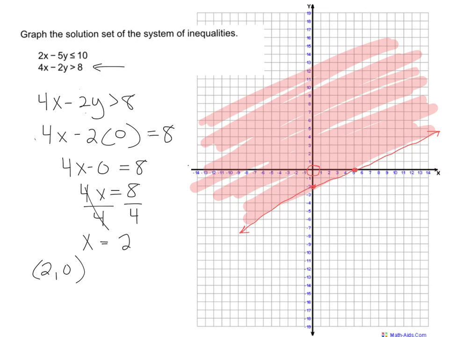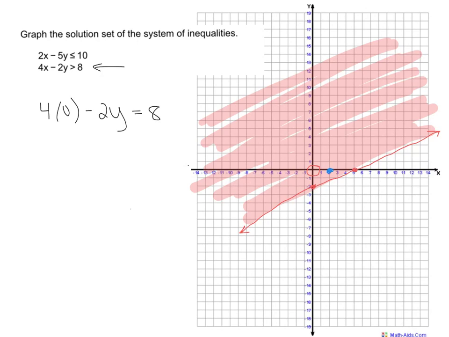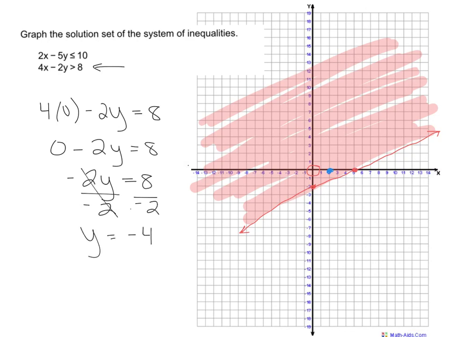So we can go ahead and plot this on the line. So (2, 0) is this point right here. Now we're going to find the y-intercept, so you plug a 0 in for x and solve for y, and we get 0 minus 2y equals 8. This is negative 2y equals 8. Divide both sides by negative 2, and we're left with y equals negative 4. So our y-intercept is (0, -4). And we'll go to the graph and then plot that point, which is down here.